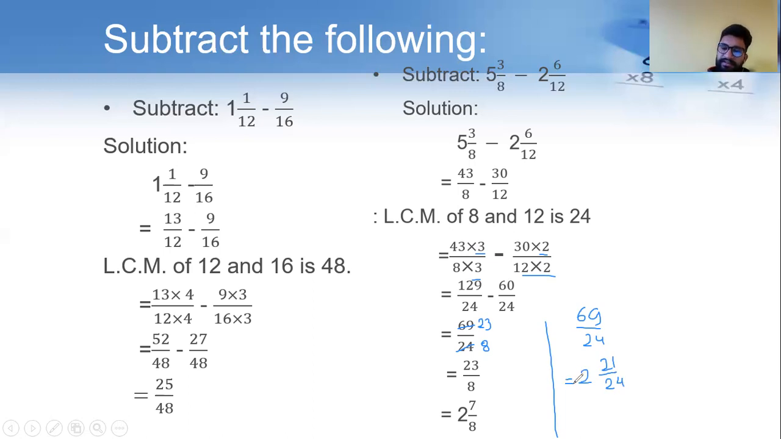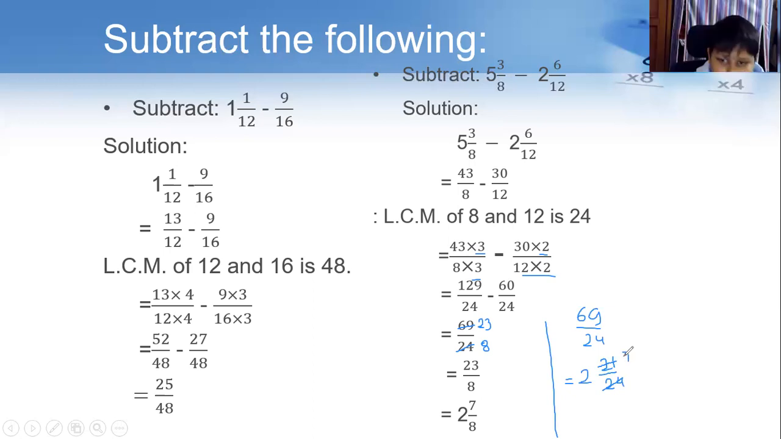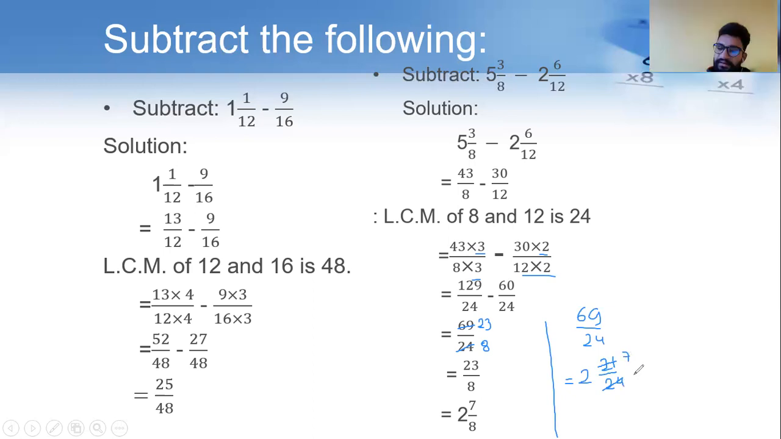In the case of the fraction, 21 and 24 can be divided by 3. 3 7s are 21. 3 8s are 24. So what's your answer now? 2 whole 7 by 8. So if it is possible, we have to reduce it. You can go through any method. First you can divide and then reduce, or first you can reduce and then divide, if it is possible. All right, in this way we have to solve it. This is it. Don't be confused.